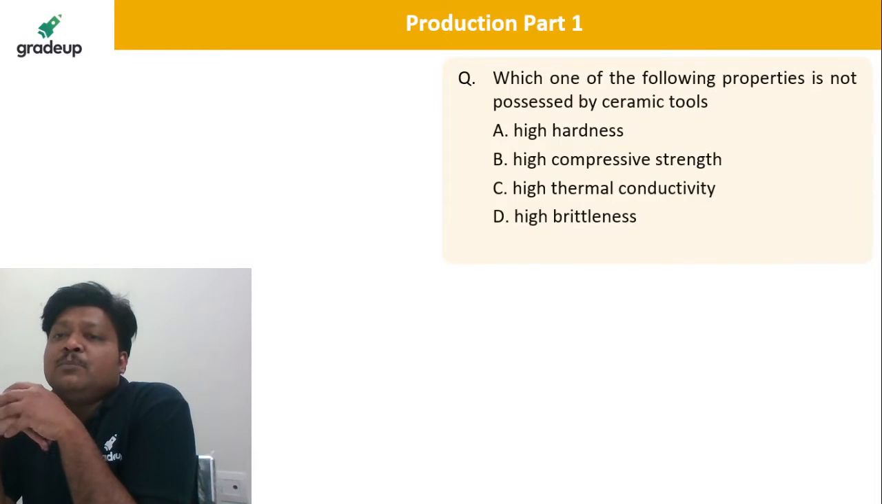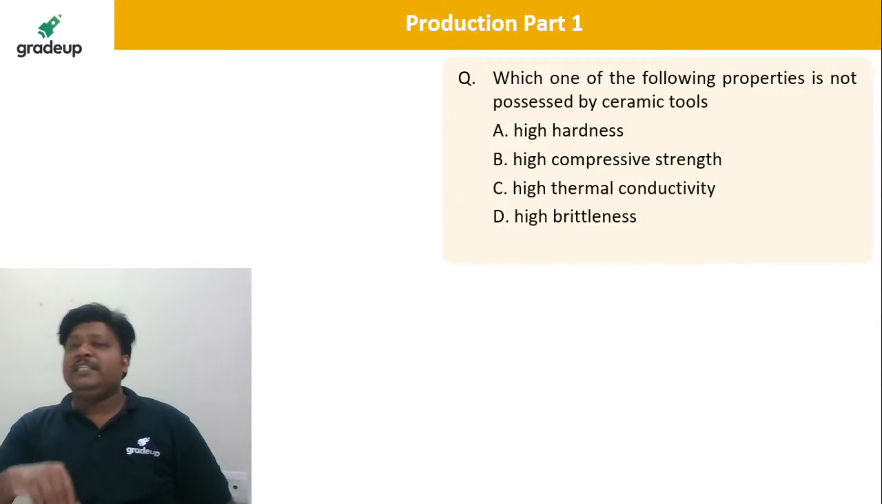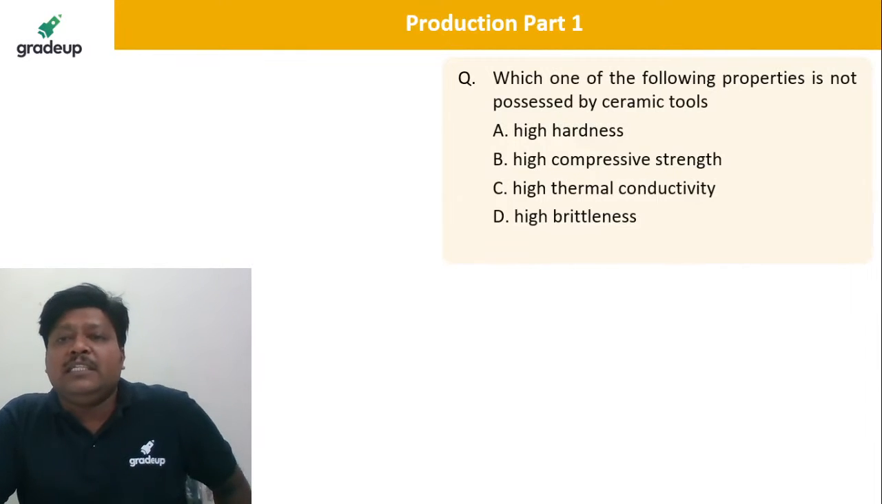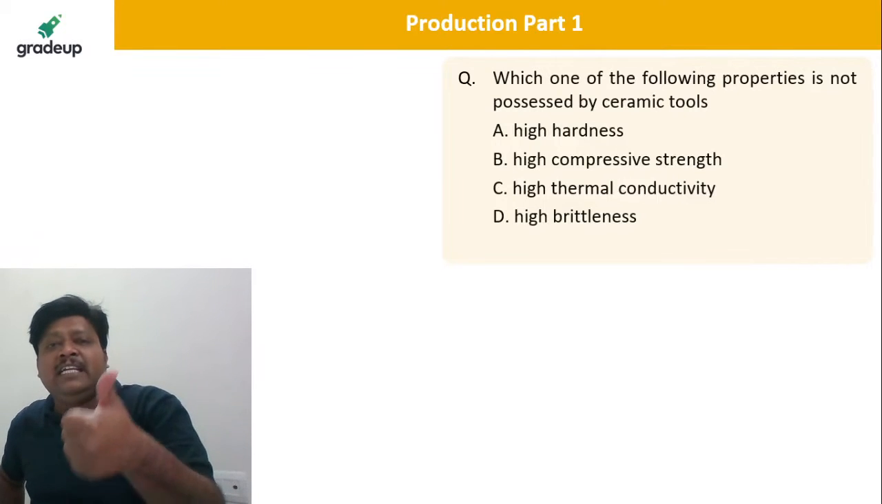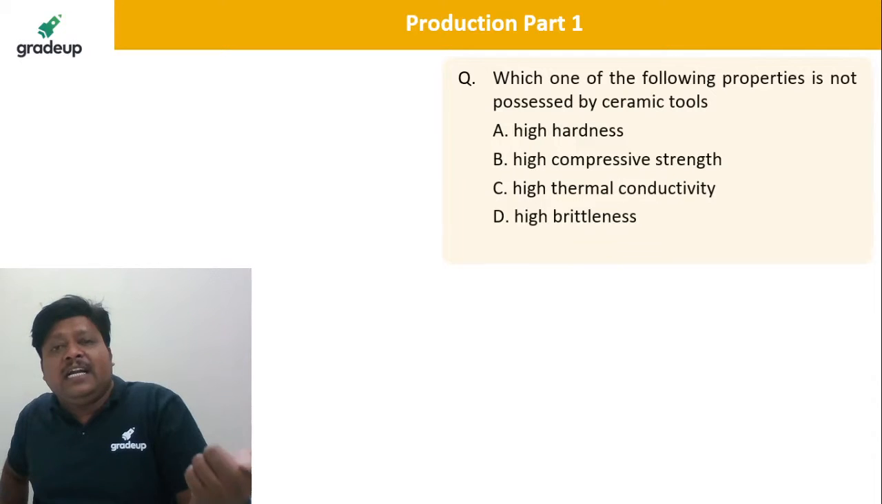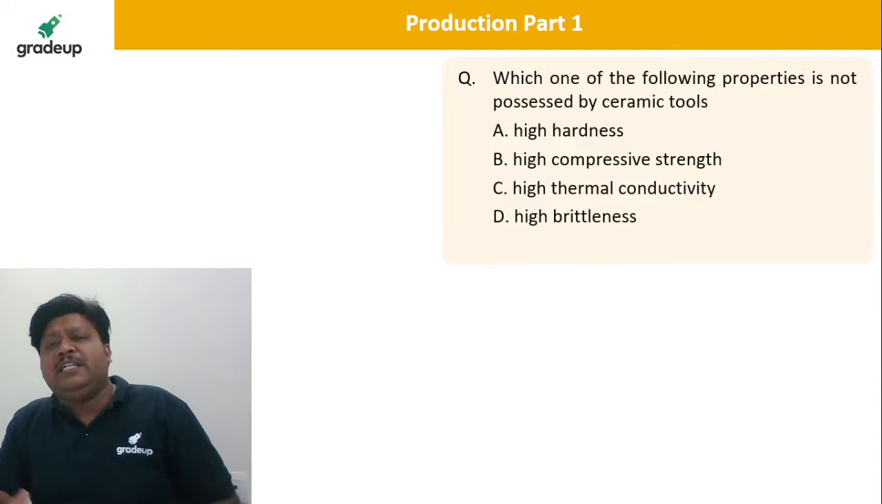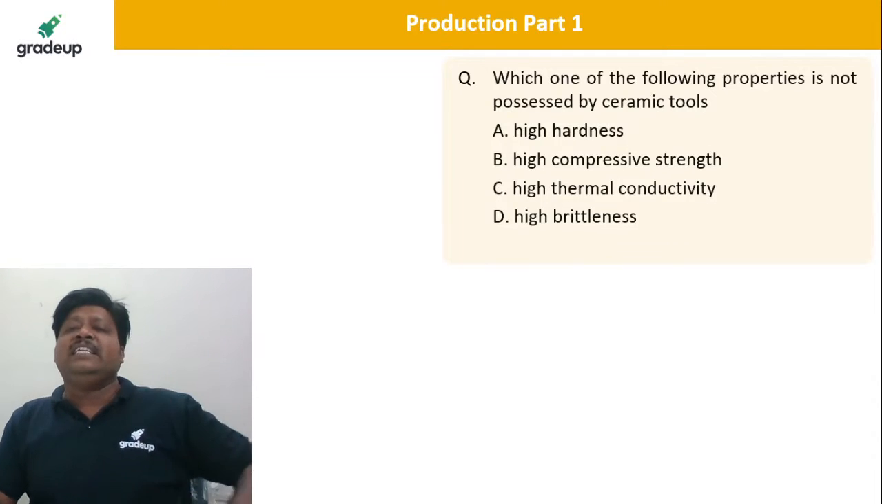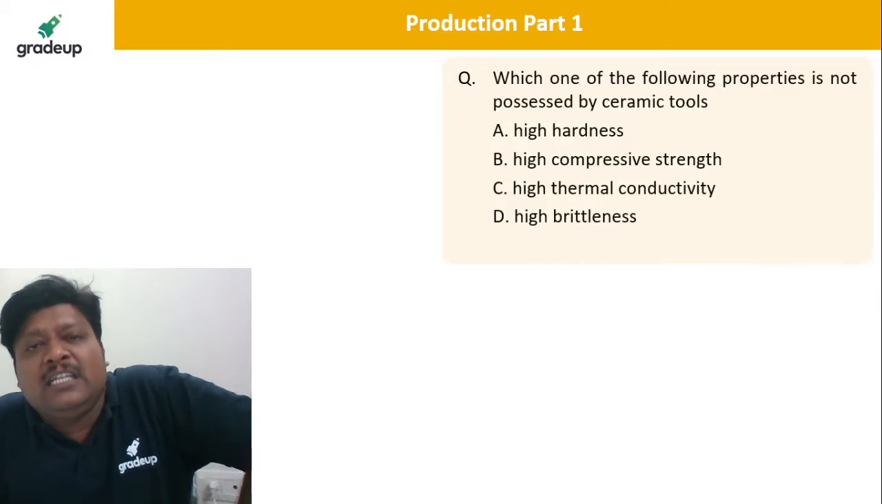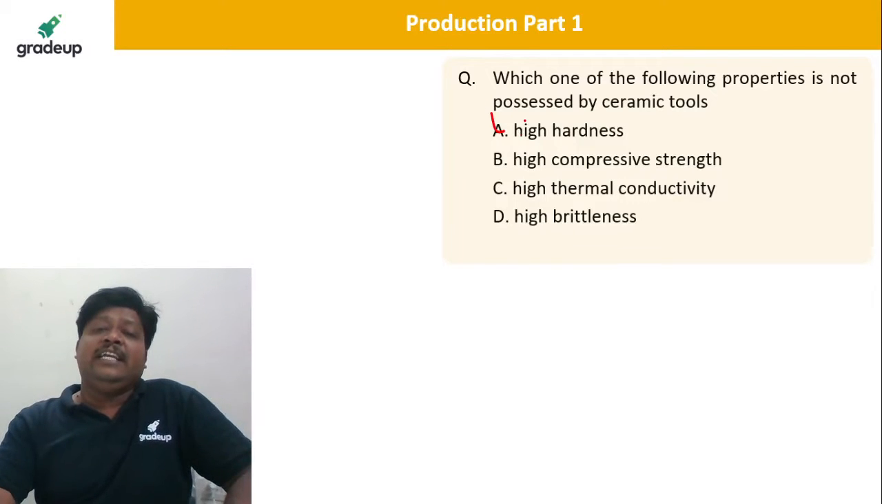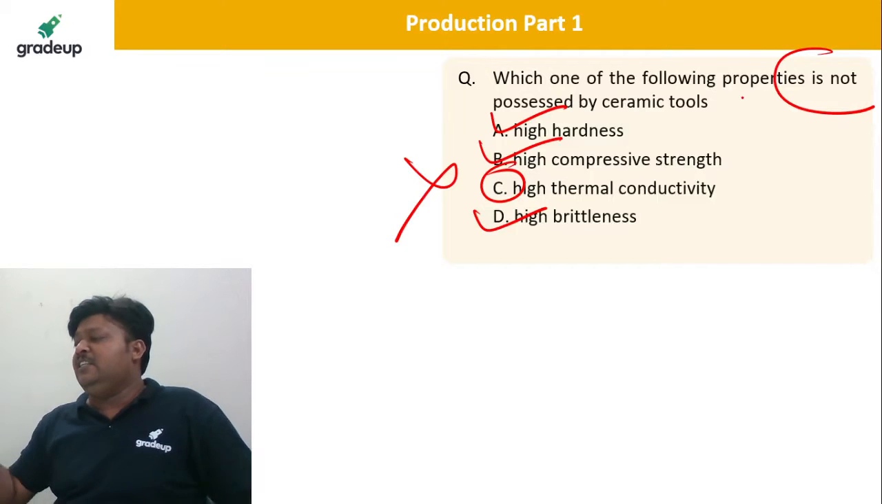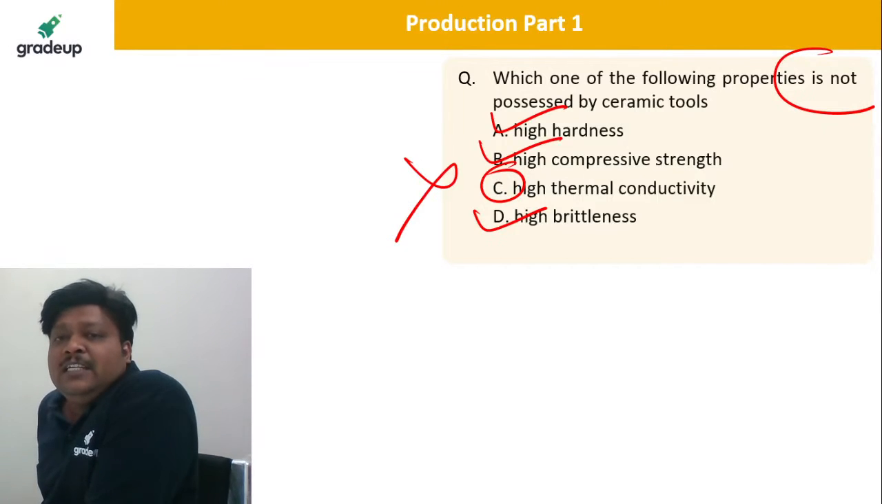Which one of the following properties is not possessed by ceramic? Ceramic has very high hardness. It has very high compressive strength. Also it is highly brittle, dear. Only one property it does not have, that is high thermal conductivity. A is correct, B is correct, D is correct, but C is not correct.